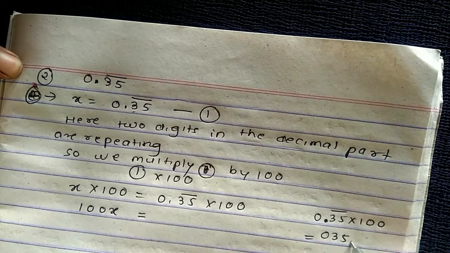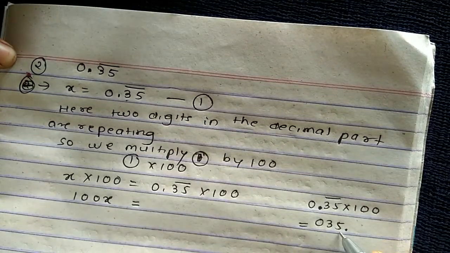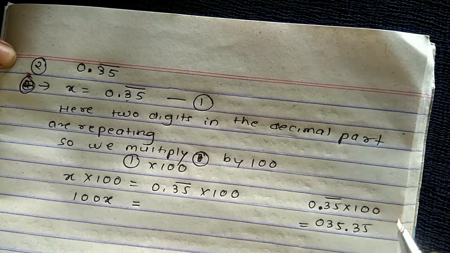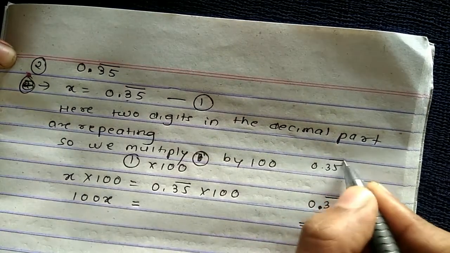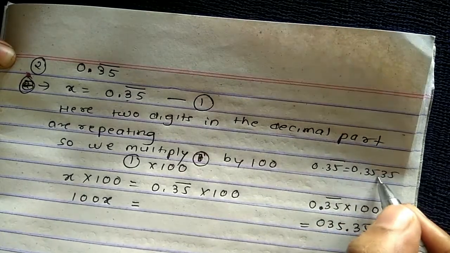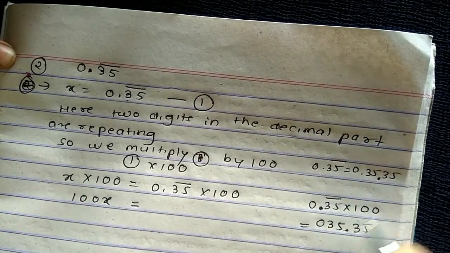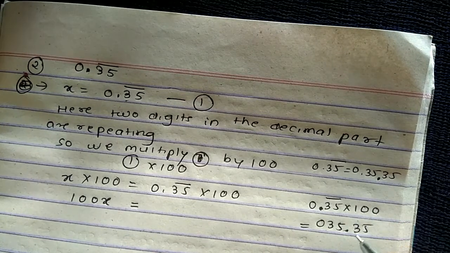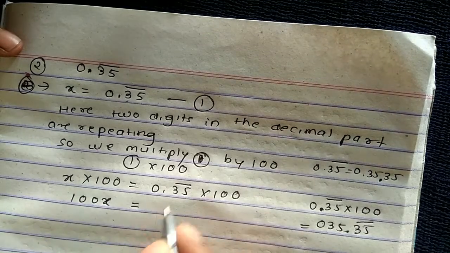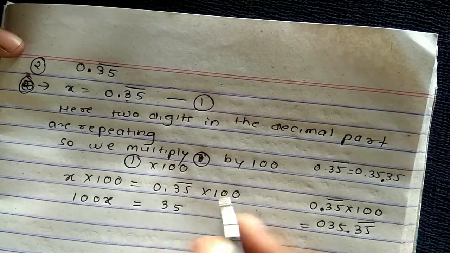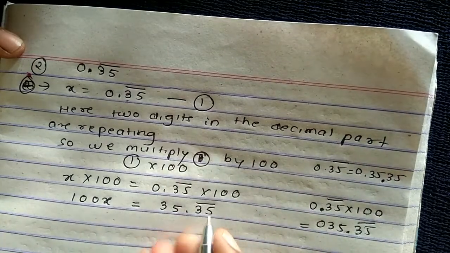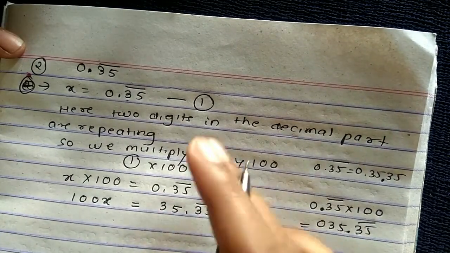So here we will have the decimal point after 35, and after the decimal we will get the same number again, because 0.35 bar is nothing but 0.35, 35, 35, it will repeat. So our decimal point came here. After that you have to write 35 here, and again this 35 will go on repeating. So this is 35.35 bar.